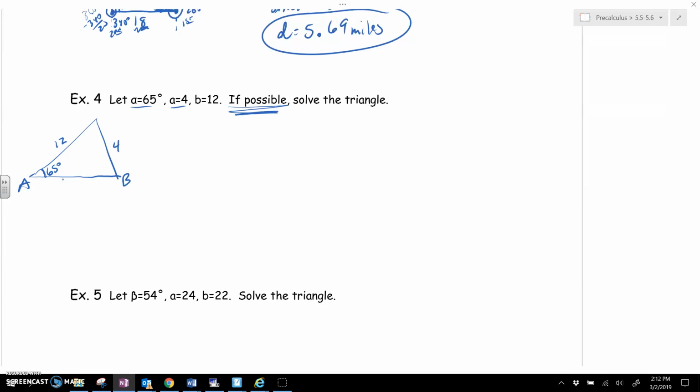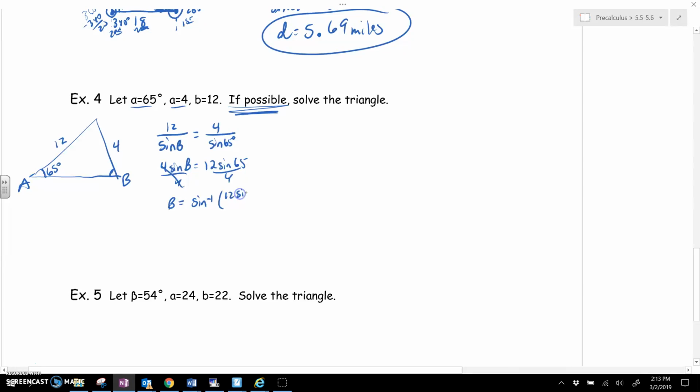Okay, so now when I go to do this problem, my goal is to try to solve the triangle. So I'm going to try to solve for beta first. I would take 12 over sine of beta equals 4 over sine of 65. When I cross multiply, I get 4 sine beta equals 12 sine 65. Divide by 4, and then I would take the inverse. So beta equals sine inverse of 12 sine 65 over 4.